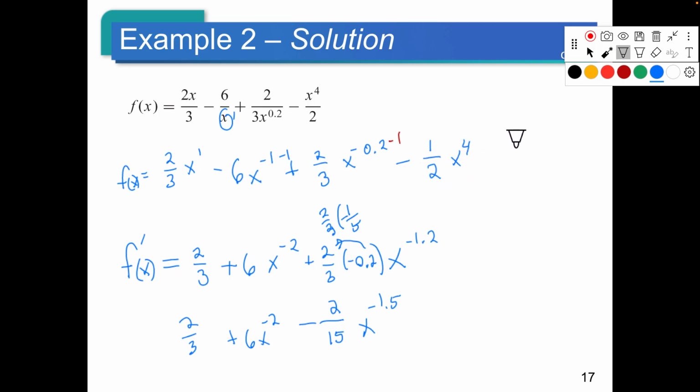And then the last one, right? This 4 comes down, so 1/2 times 4. 4 divided by 2 is 2. I'll just drop it down. So it's actually still negative, right? Negative 2x to the 3rd, right? Subtract 1.